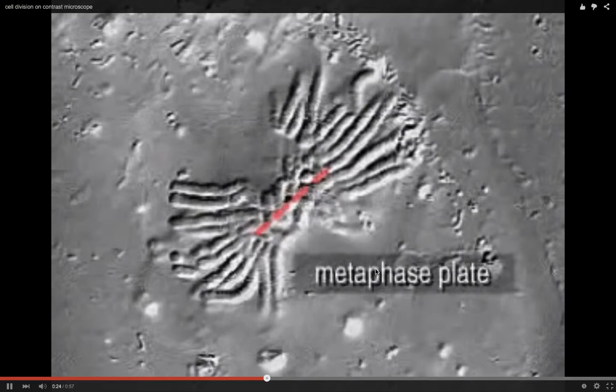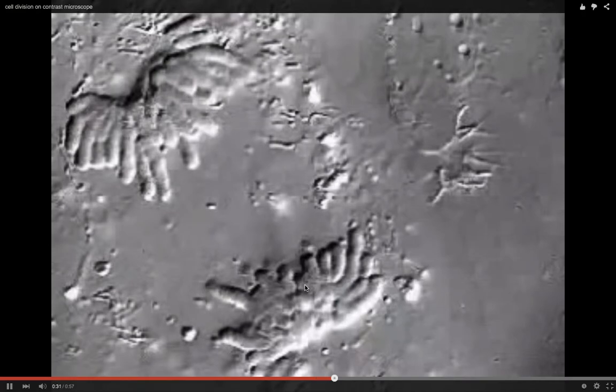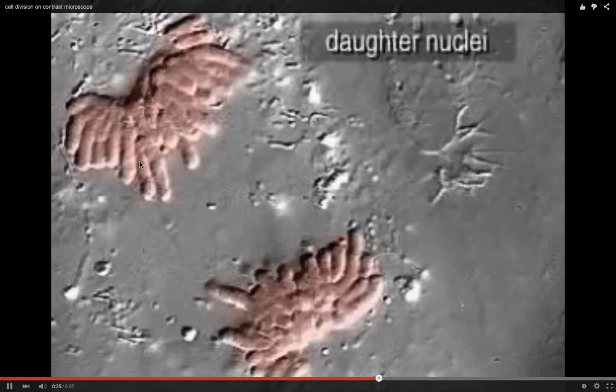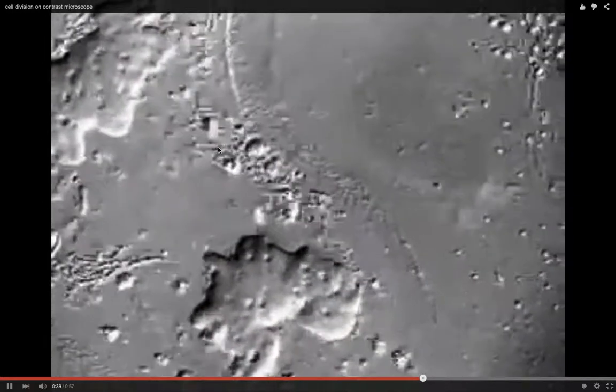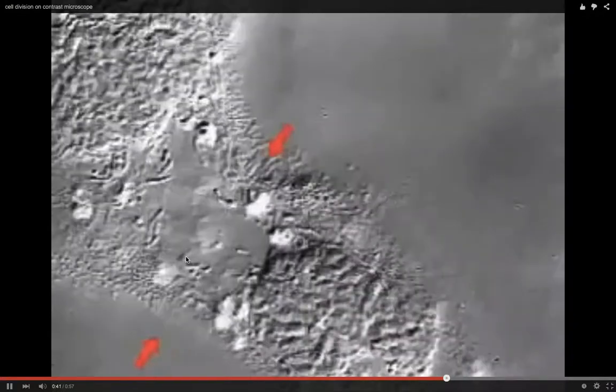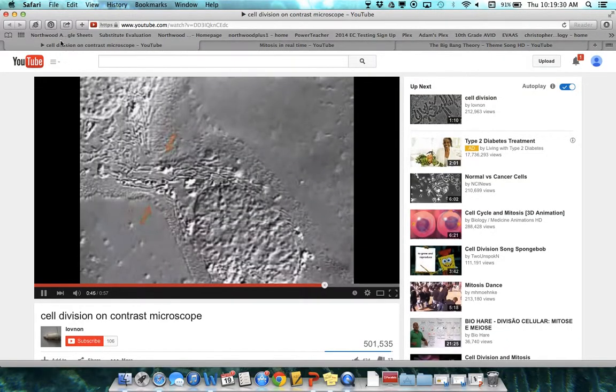All right, and then they're going to be pulled apart. Whoop, my favorite. God, I love anaphase. I don't know why. All right, then got the daughter nuclei there. Then they're going to turn to goo. Going to start pinching in two identical cells. Pretty darn cool. Okay. All right, one more.